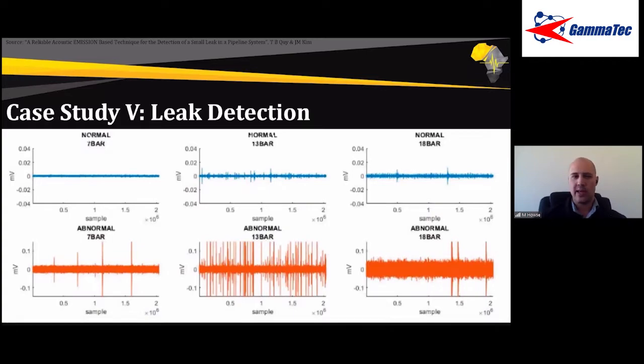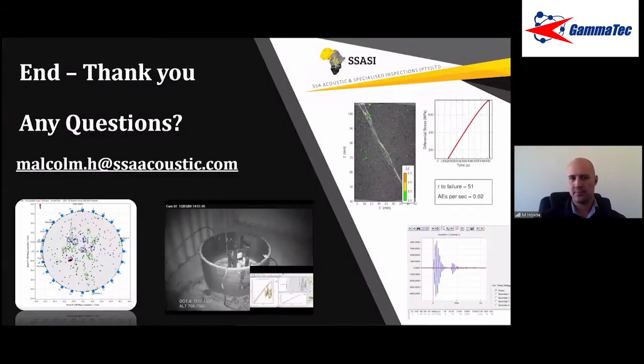So here we have a few examples of the data where the normal 7 bar not leaking, and that's when we have a leak at 7 bar. And as you go up in pressure, more product, higher signal, more energy being transferred. And that's the basics of how leak detection works. I'm not going to go into too much detail there.